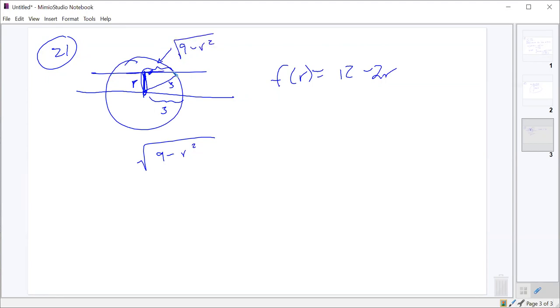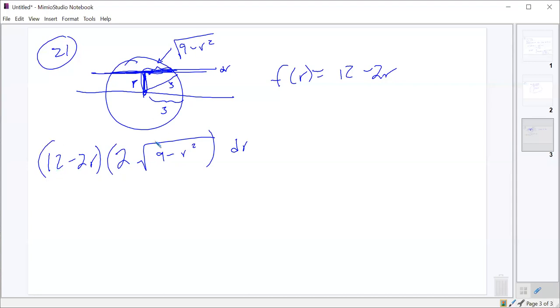And so the entire length of this strip of city, this r distance away, should be 2 times the square root of 9 minus r squared. And it's got an infinitesimally thin thickness here of dr. And so we should be able to take the length of this and multiply it by the density of the city, which is 12 minus 2r.